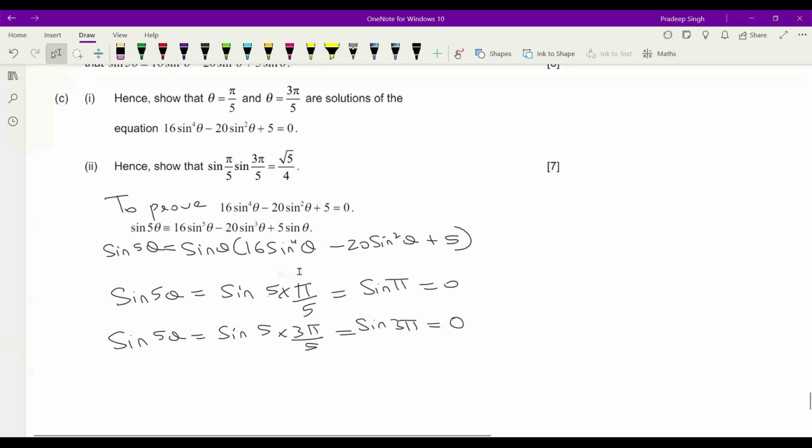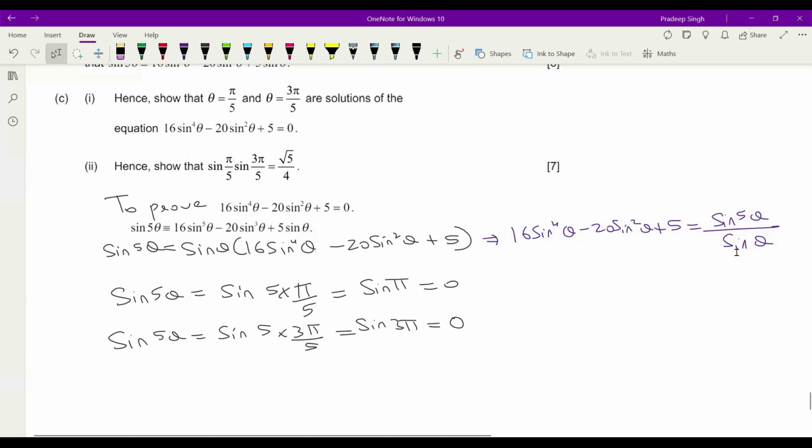Hence, we can easily say that these two values, pi by 5 and 3 pi by 5, are the solutions of sine 5 theta equals 0. Now, let us make this entire bracket the subject. So if I write down 16 sine 4 theta minus 20 sine squared theta plus 5, that will be equal to sine 5 theta divided by sine theta. Now we already proved that the value of sine 5 theta is equal to 0 at those two values of theta. Hence sine 5 theta is equal to 0.